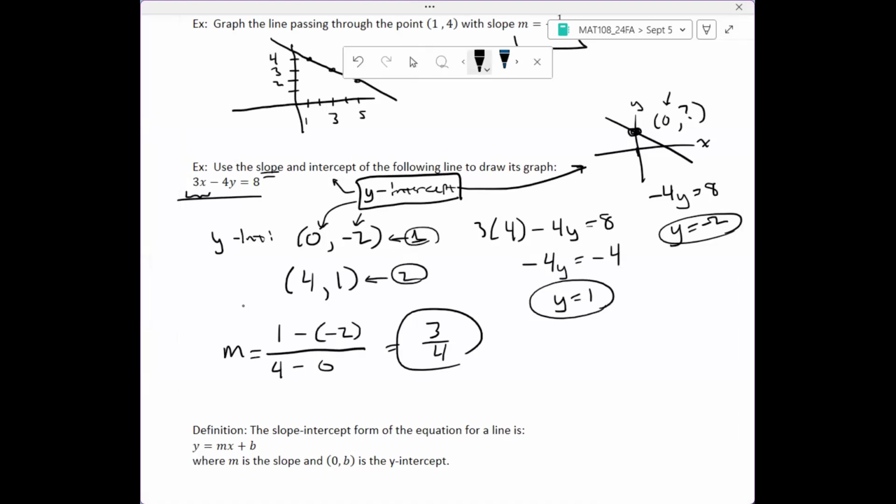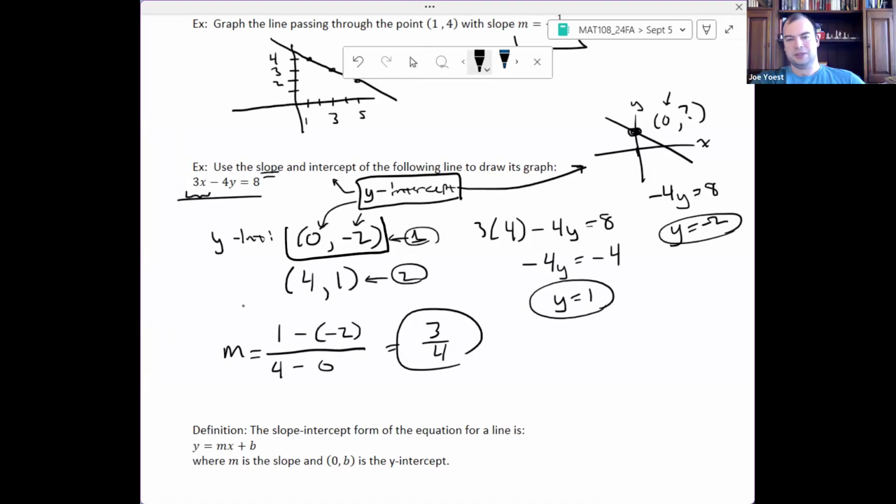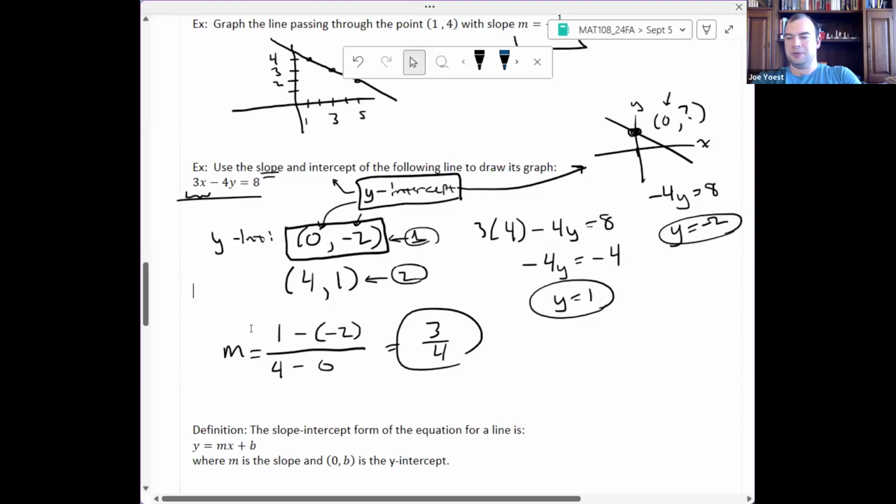And one little technical note is the y-intercept is this point, (0, -2). It's not the number -2. A lot of people will just write the number -2, but it really is the whole point, (0, -2). That ordered pair is the y-intercept. It's the point of intersection, not just the y value of that point. Yeah, good question.